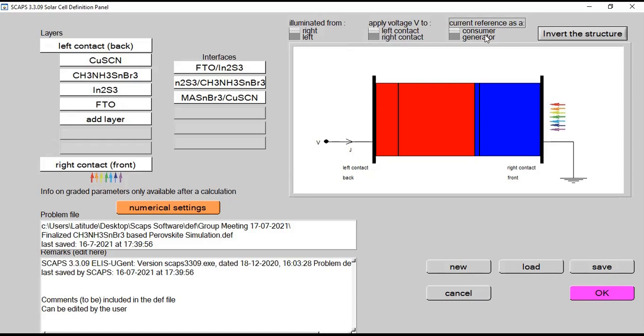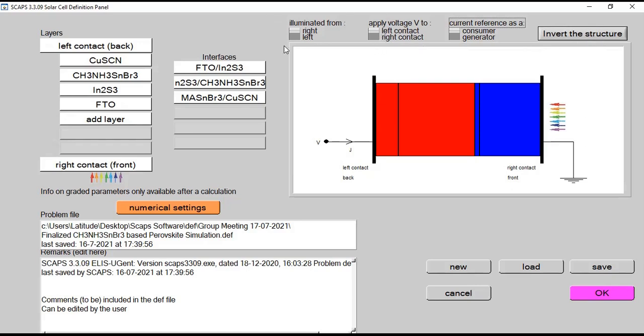And when we talk about the current case, there are two categories, consumer side and generator side, and we are more interested in the consumer side. That's why normally in SCAPS, all the simulation is carried out without changing this button. But depending on your architecture, you can change the illumination from left to right or right to left, and you can apply your voltage from left contact to right contact or right contact to left contact. In the case of the current, you normally keep the consumer side as it is. In the same way, you can also invert your architecture by clicking this button.